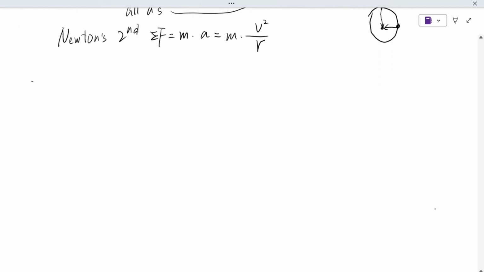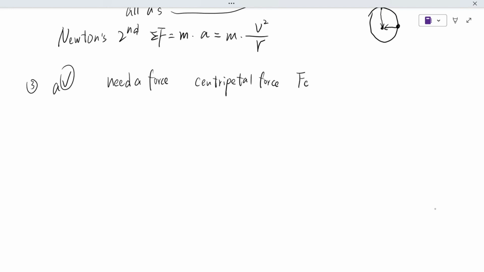The third one is, I already told you previously, it got acceleration, right? Which means it definitely has a force. It needs a force because the net force is not zero. And this force is called centripetal force. We will use Fc to represent it.